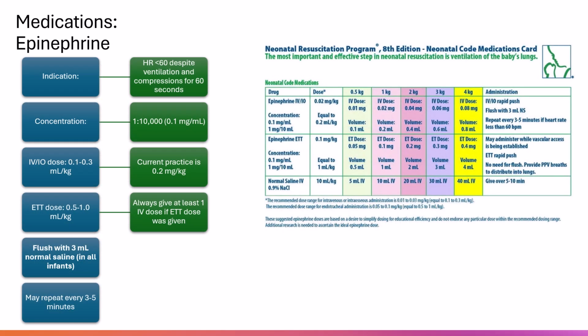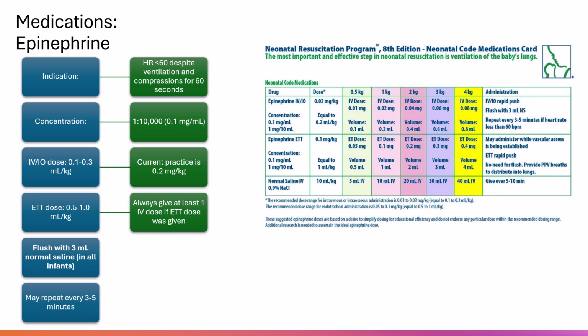Epinephrine is indicated when the heart rate remains less than 60 beats per minute despite ventilation and compressions for 60 seconds. The concentration used is 1 in 10,000, which is 0.1 milligrams per milliliter. For intravenous or intraosseous administration, the dose is 0.1 to 0.3 milligrams per kilogram, with the NRP recommendation being 0.2 milligrams per kilogram.